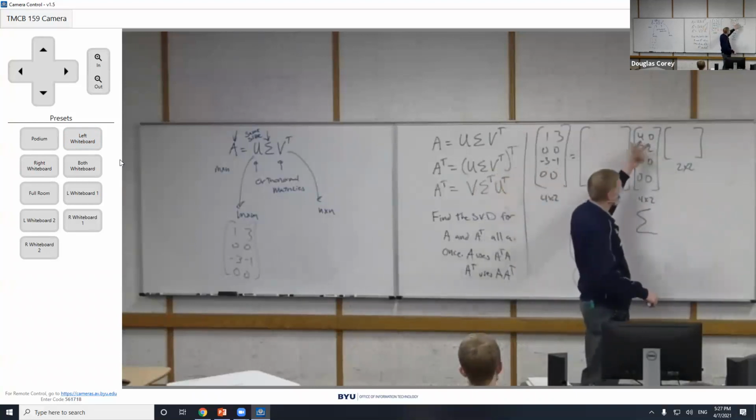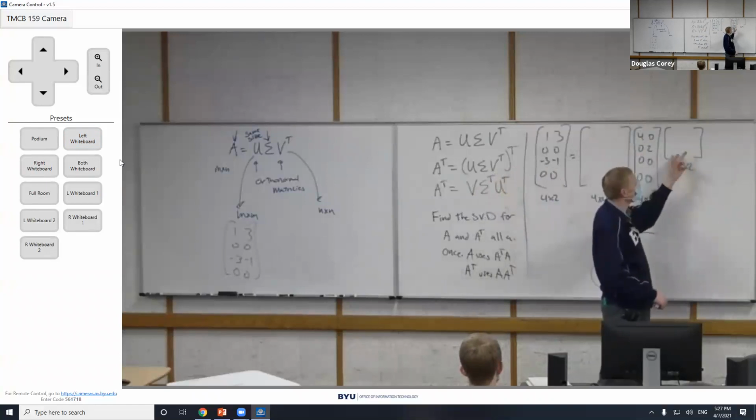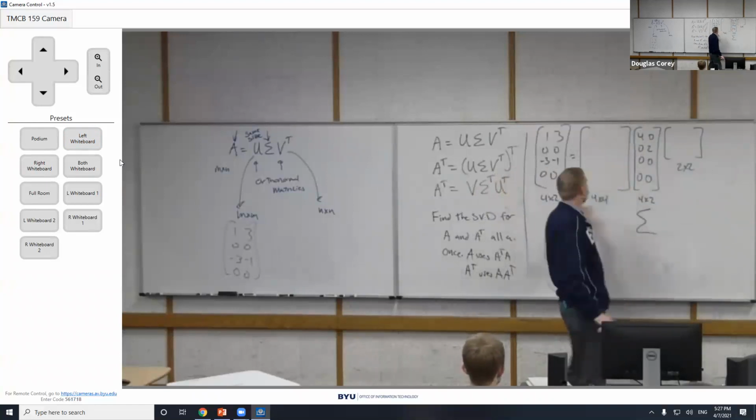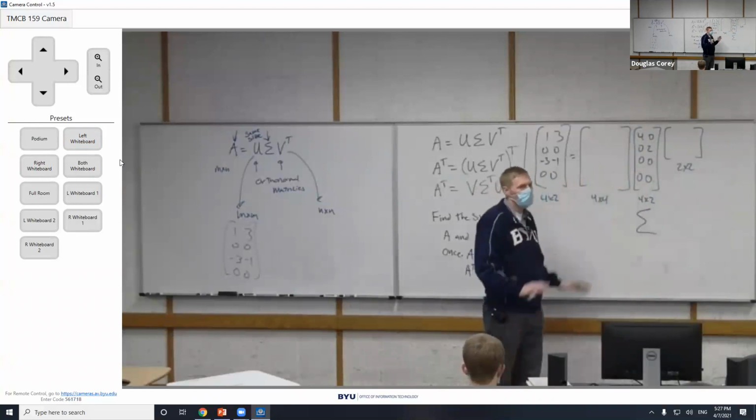You could swap 2 and 4 here. You'd end up swapping the columns here. Things would swap around. It would still equal A, but it's just convention.